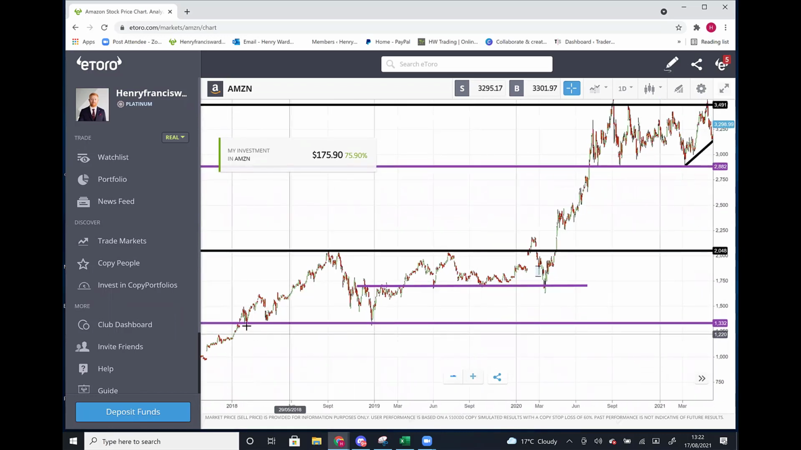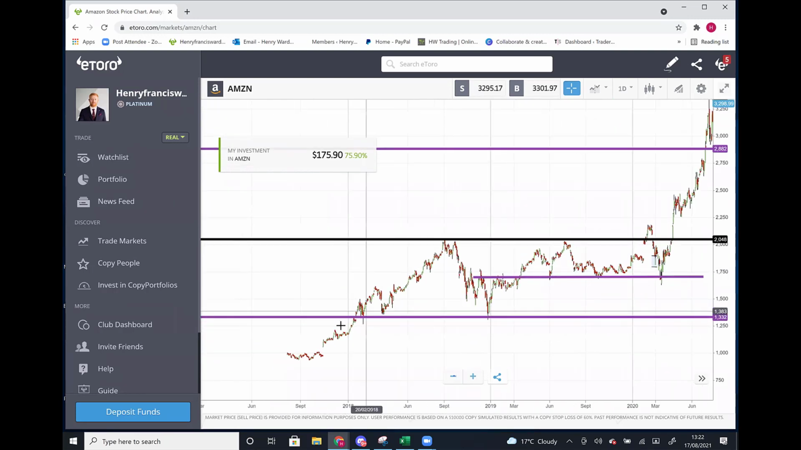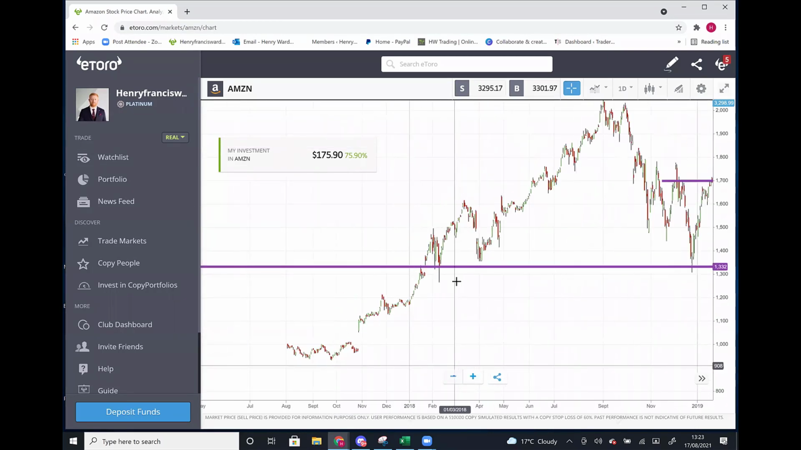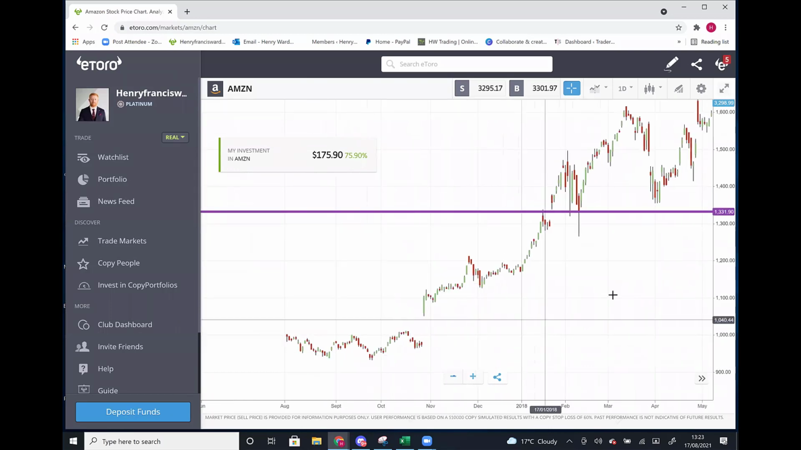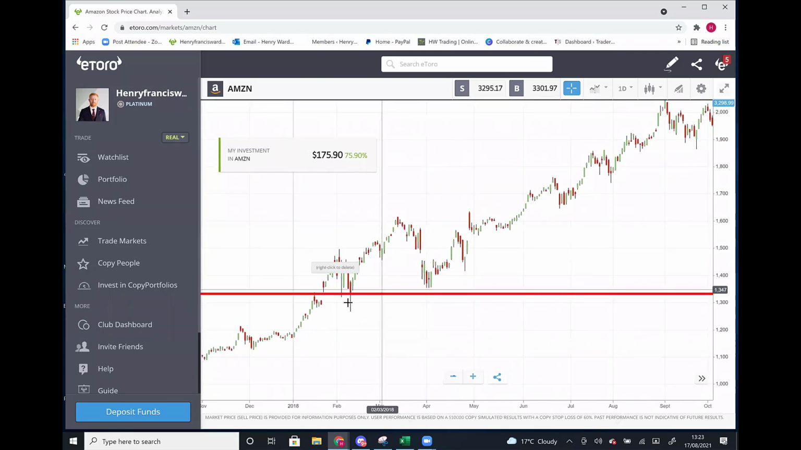for me, that's where the level is there. That's the floor. Hit it once, bounced, hit it twice, bounced, hit it 3 times, bounced, and it hasn't broken through it. The only time it broke through is here. Now, people will say to me, "But Henry, look at the wick here." The wick here is not classed as a breakout. Why? Because the body of the candle is above that level.